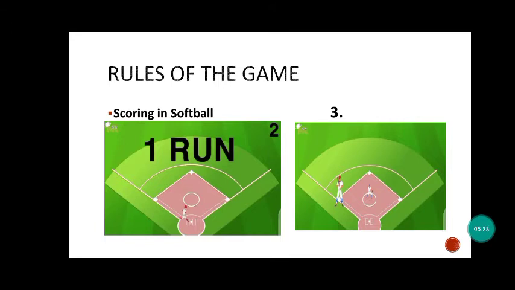So last, for the scoring, number three, a run can be scored even if the batsman who hits the ball doesn't make it around to home plate but manages to get a player already on the base home.